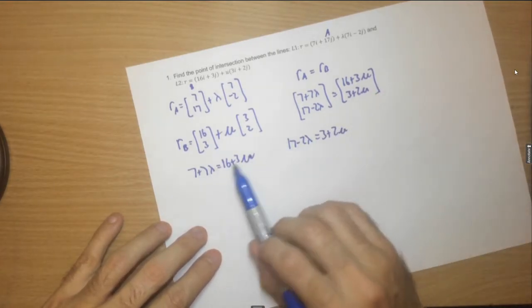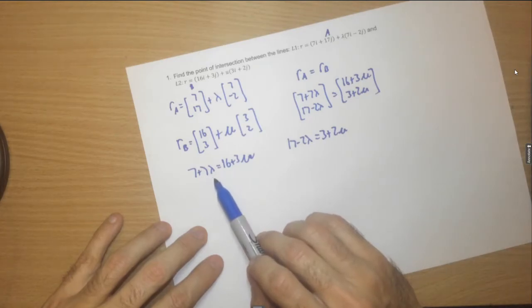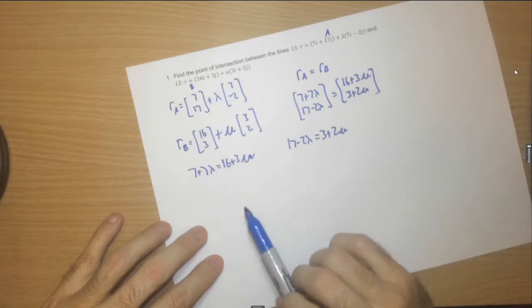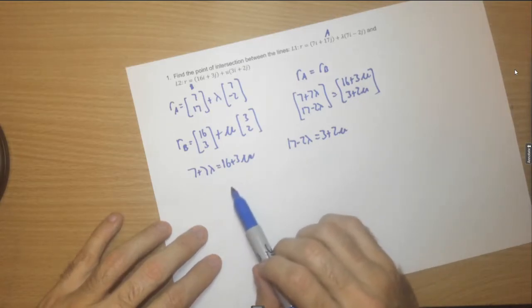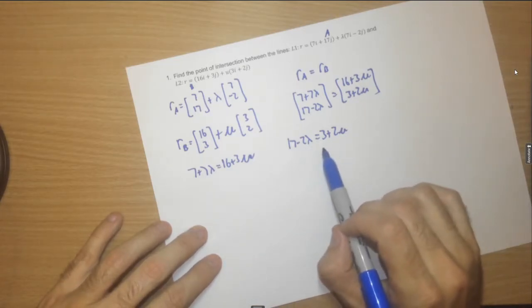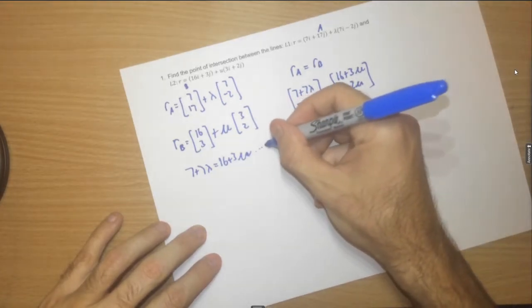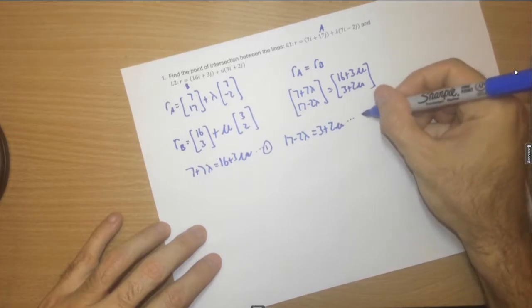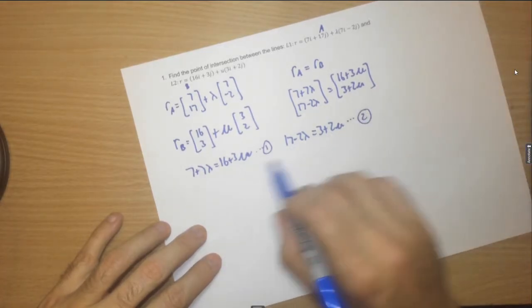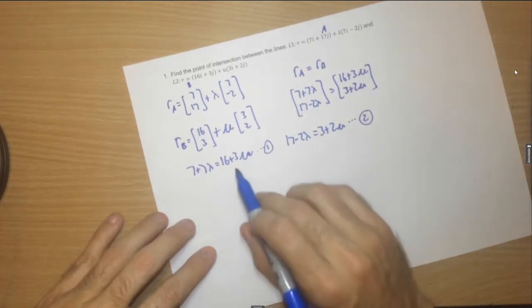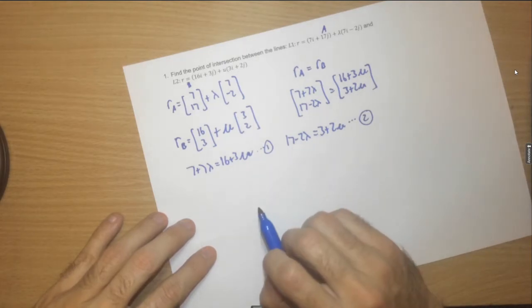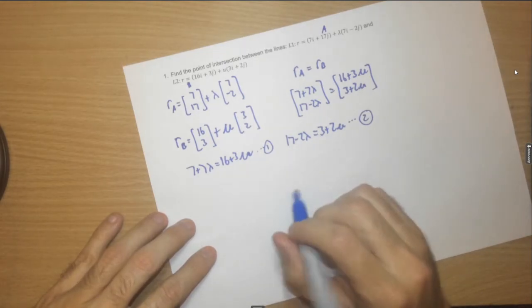To solve this algebraically, I'll have to write everything in terms of lambda or everything in terms of mu and then solve for that variable. Or I could use the elimination method, which is what I think I'll do here. So this is my first equation. This is my second equation. And I think I'll use the elimination of variables method to solve these two equations simultaneously, because it's two equations, two unknowns.